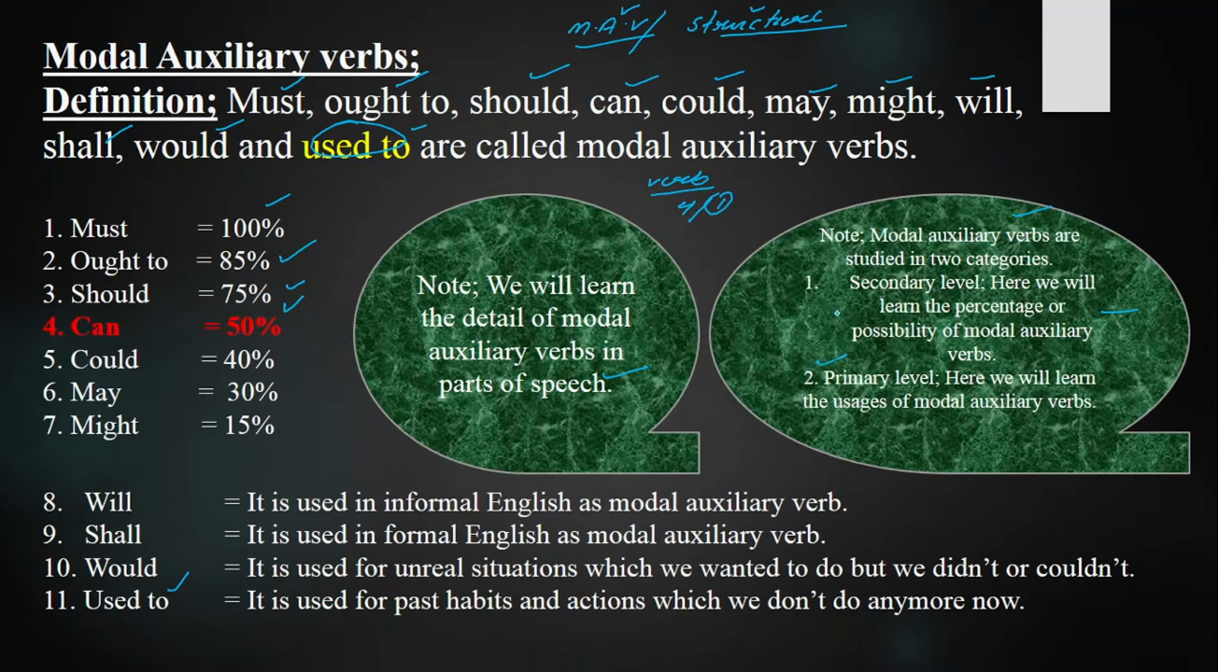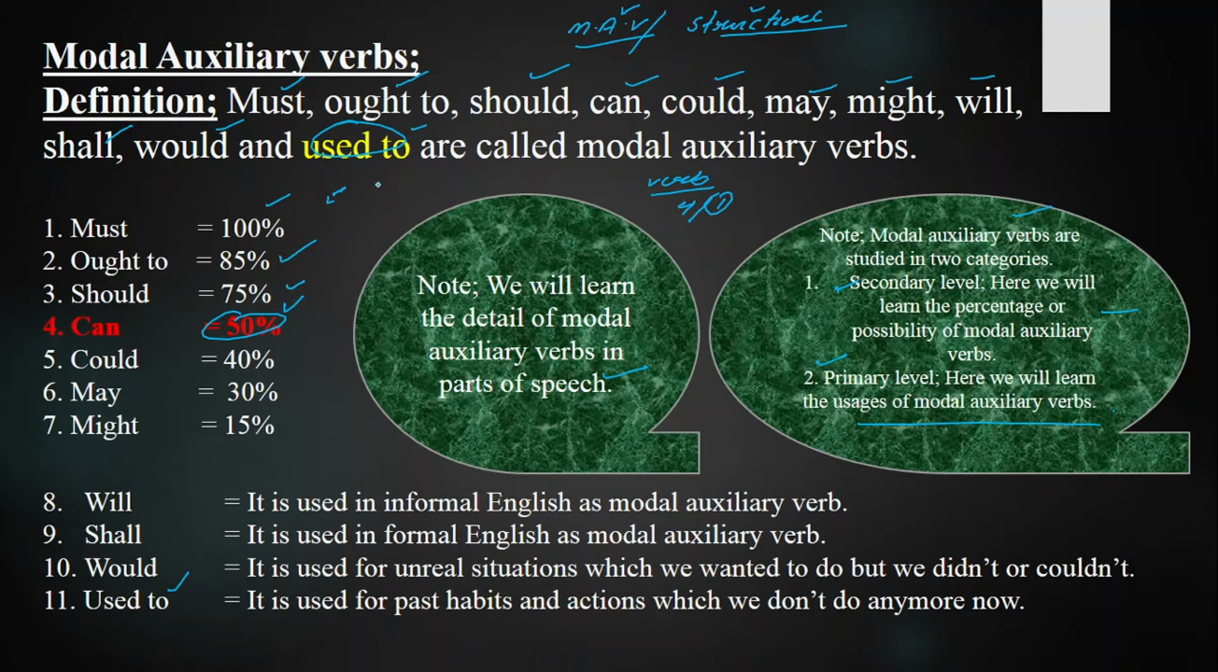One is called the primary level. What are the primary level categories? Here we will learn the usages of the modal auxiliary verbs. Like we have got today the secondary level of the modal auxiliary verb, 50%. If I say I can teach you, I can teach you. Now I say that this work can be done by me, and the next response is yours. What do you think? If you want, I will teach you. If you don't, I can't force you.